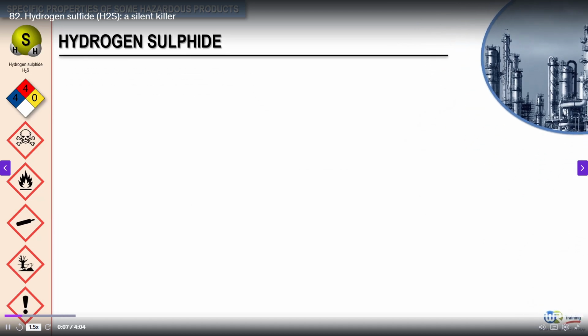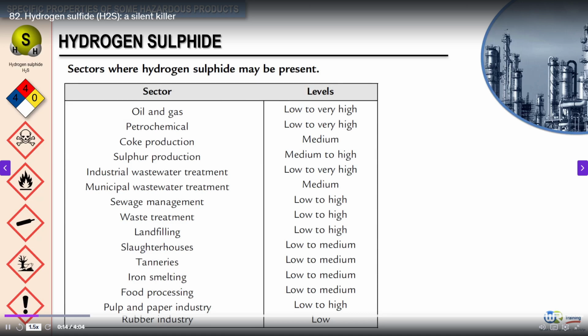Hydrogen sulfide is a substance found in many workplaces. The following table shows the sectors where this material may be present. Now, many incidents involving hydrogen sulfide have occurred at oil installations over the years.